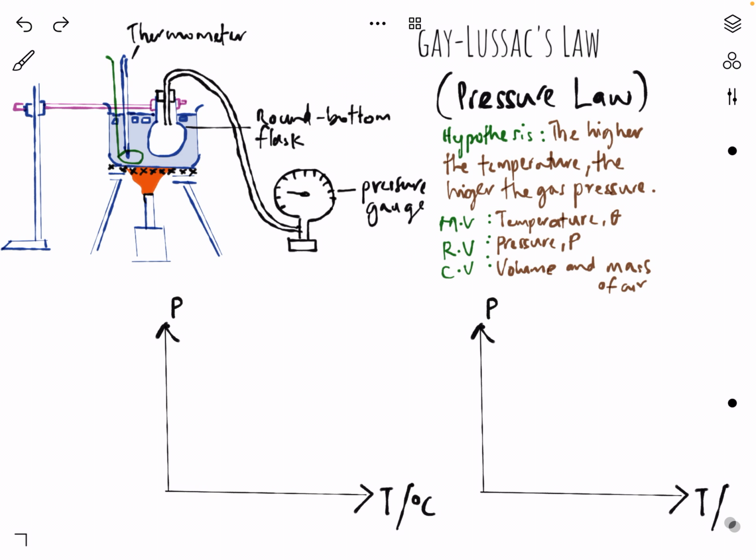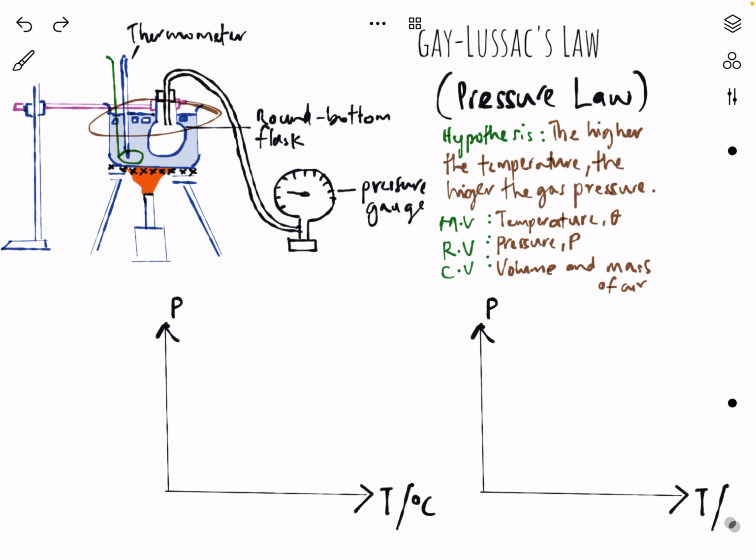And then our constant variable is the volume. You look at the round bottom flask. The volume of the round bottom flask is constant. It doesn't change. That's why it is the constant variable in this experiment. And also the mass of air, because the air in the round bottom flask is trapped there and it cannot escape from the round bottom flask. So the amount of air is constant. So the mass of air is a constant variable in this experiment.